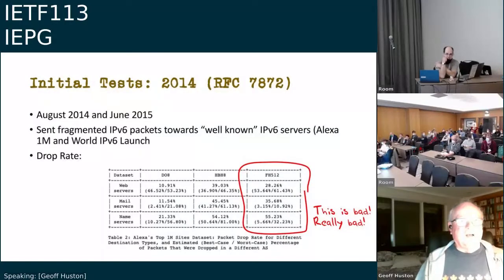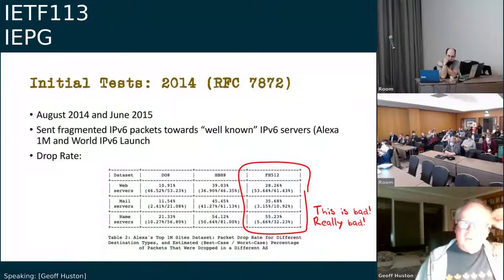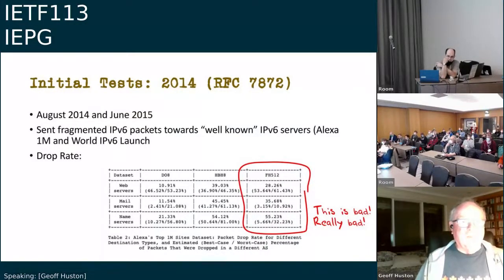Now, the last time this was looked at hard is RFC 7872, and that work was done in 2014 and 2015. Hi, Jen. I can see you there somewhere. And these are the results that they published. Now, the way they did this was actually sending the packet to the server and manipulating the packet and seeing if the server actually responded. And what they found for fragmentation, FH512, was bad. I mean, anytime you see loss rates of between 28 to 50%, you know it's bad.